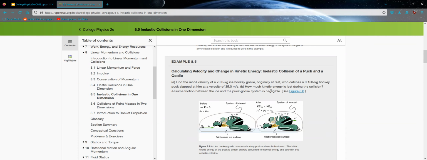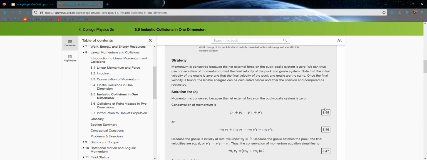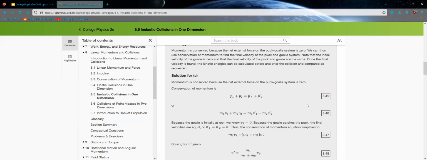And then B, how much kinetic energy is lost during said collision? Assume friction between the ice and the puck is negligible. So we're in magical physics land where we don't really care about the extra stuff. So how do we figure this out? Well, if I can figure out my initial momentums, I can figure out my known final momentums, I can calculate for things I do not know, right?